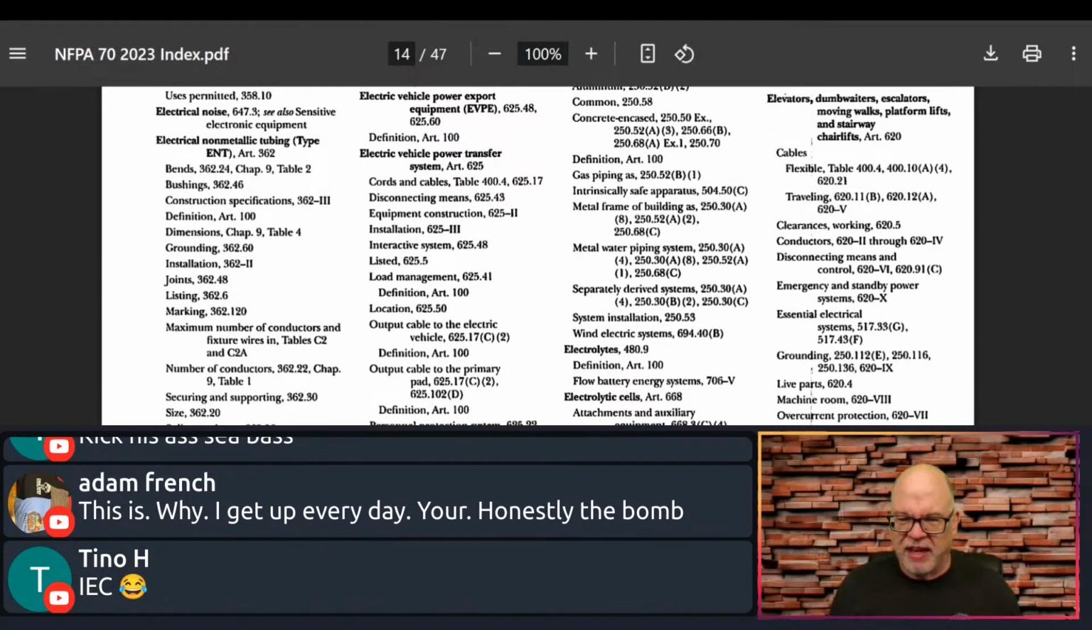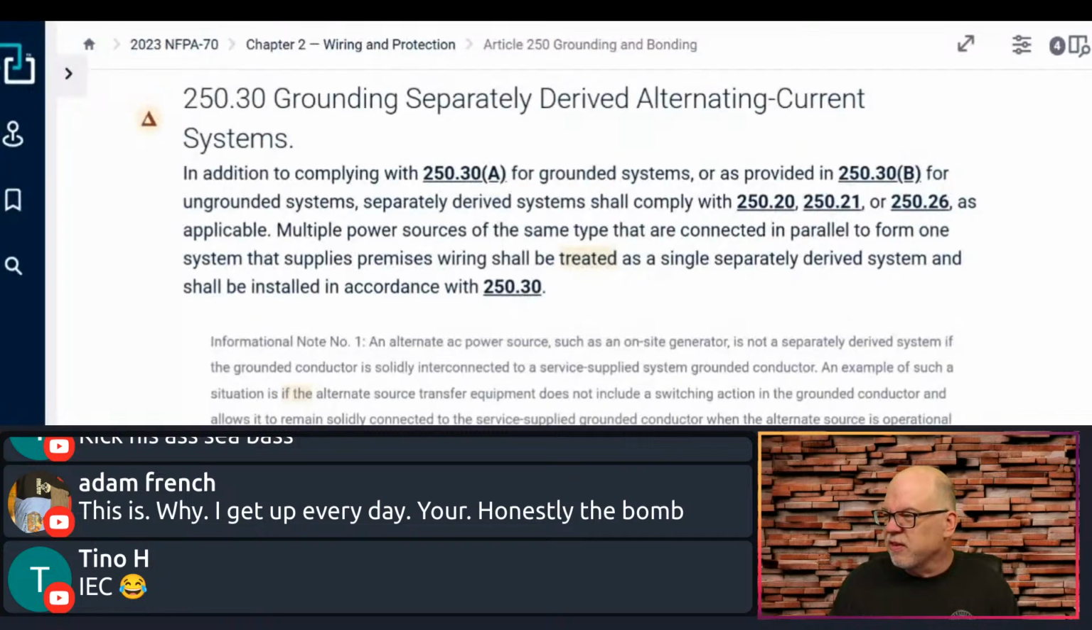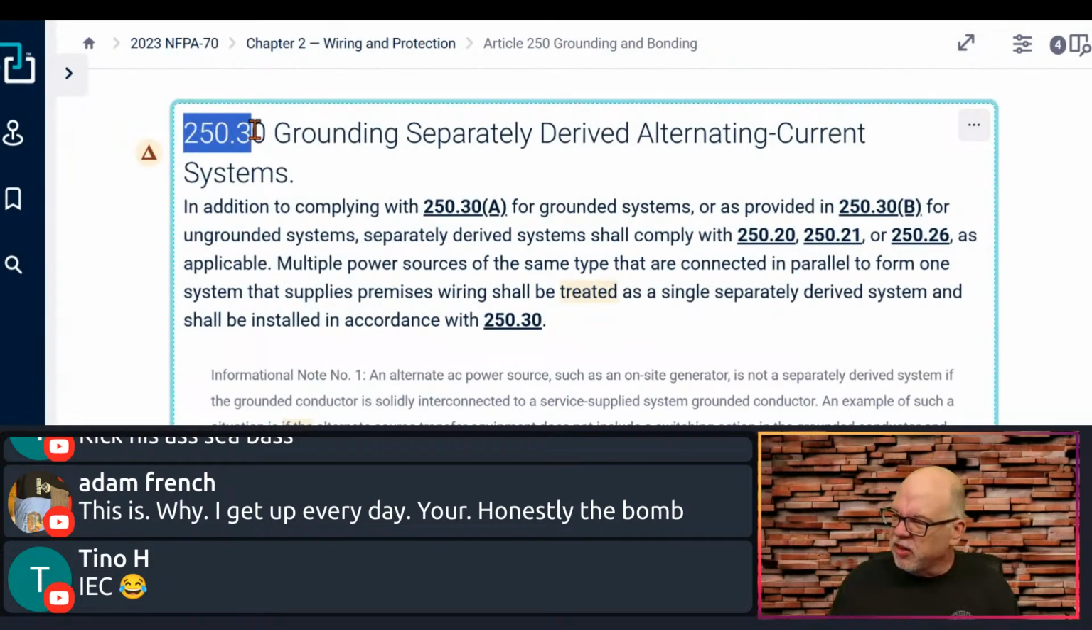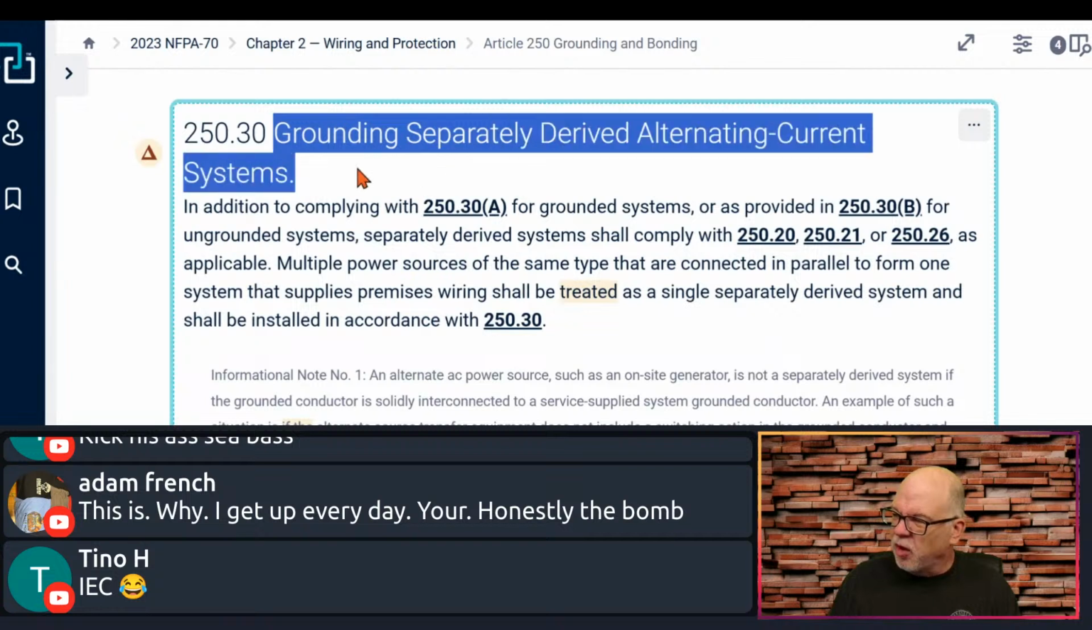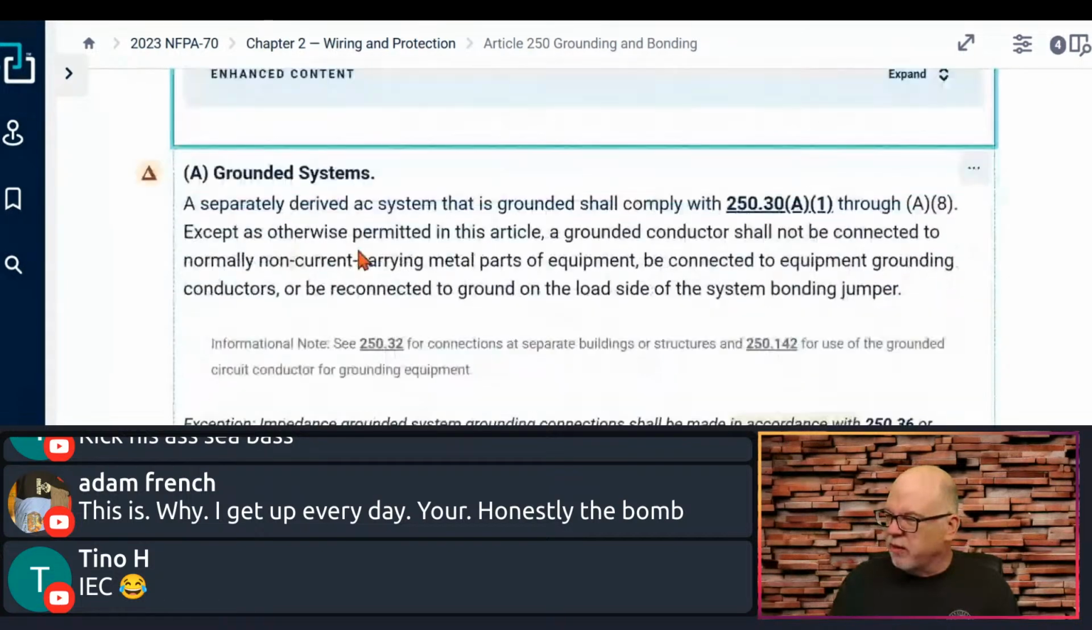All right, so with that said, let's go to the code and we're going to go to 250.30. All right, make sure I'm good there. Let me close this down. Okay, so here you see we're at grounding. Oops, let me share this tab instead. Hold on here, this one instead. Okay, so here we're at 250.30. We're at separately derived system, alternating AC system. And we're going to go down.